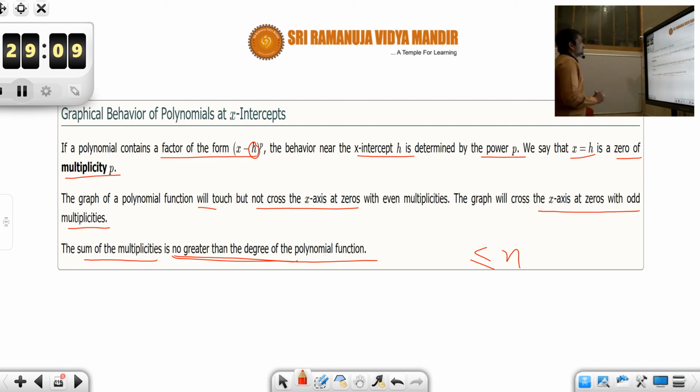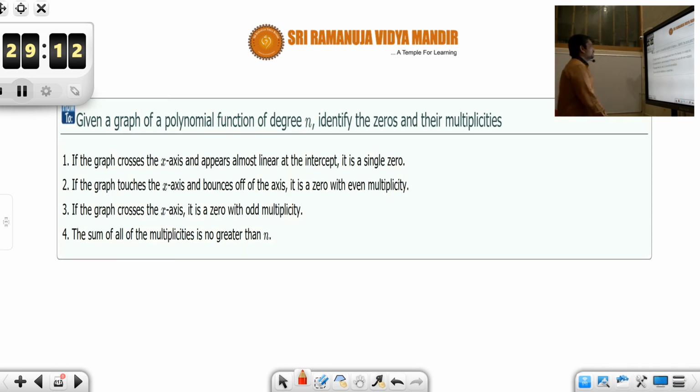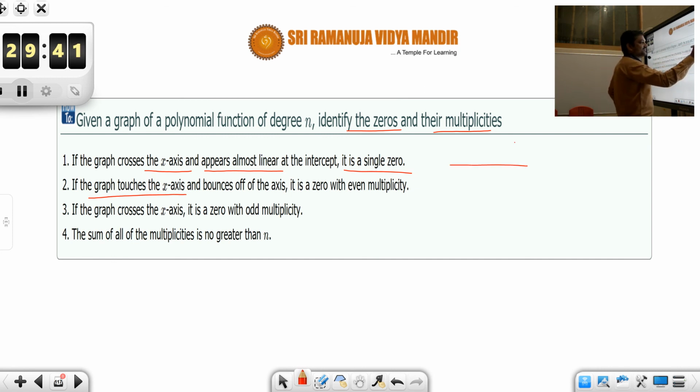Okay, students. So, given a graph of a polynomial function of degree n, these are the steps. Identify the zeros. You know how to identify the zeros, that is, factorize. If it is not factorizable, use your rational roots theorem, use the factor theorem, and then identify their multiplicities. If the graph crosses the x-axis and appears almost linear at the intercept, then it is a single zero. If the graph touches the x-axis and bounces back, then this is a zero with even multiplicity.